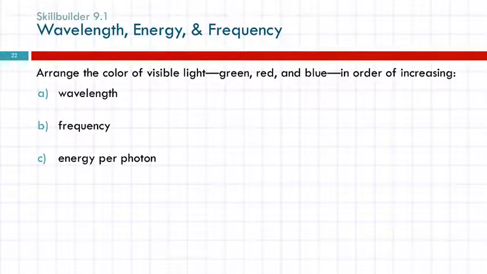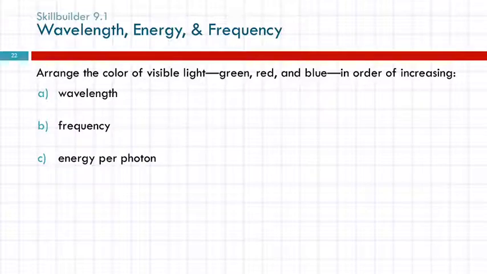Okay, so this is something we should be able to do. Arrange the color of visible light, green, red, and blue, in order of increasing wavelength, frequency, and energy per photon. So in order of increasing, what that means is we're going to start with the smallest and then go to the next biggest and end up with the largest. A lot of students end up doing these exactly backwards because they misunderstand the question, and that's really unfortunate. Okay, so I'm just going to talk you through how I would answer this question without looking at the spectrum, which I won't give you on the exam.